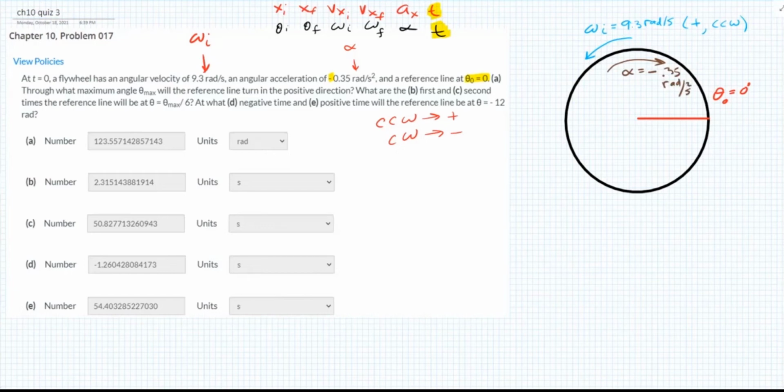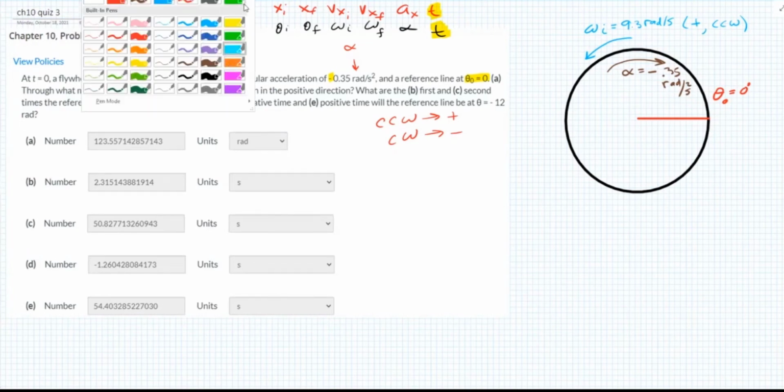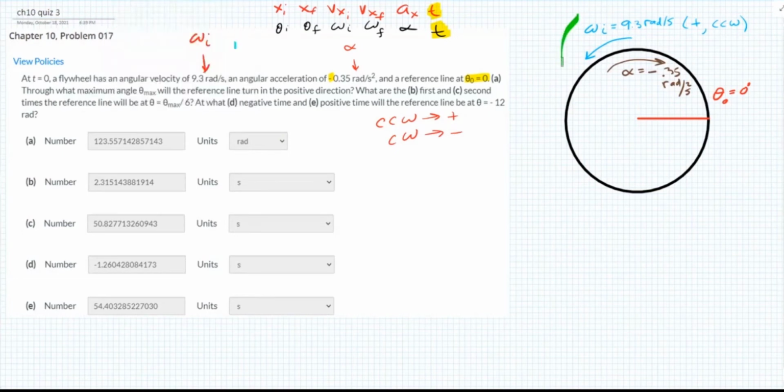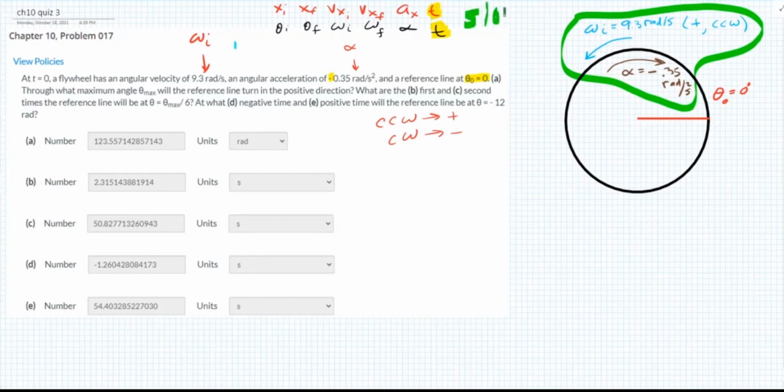But you have this combination right away. If I have velocity going in one direction and acceleration going in the other direction, this is true in the linear world as well. This basically means slowing down. Slowing down is what happens when you have velocity and acceleration in opposition. So it's going to slow down and come to a stop, which is why for part A, they're asking, through what maximum angle theta max will the reference line turn in the positive direction?